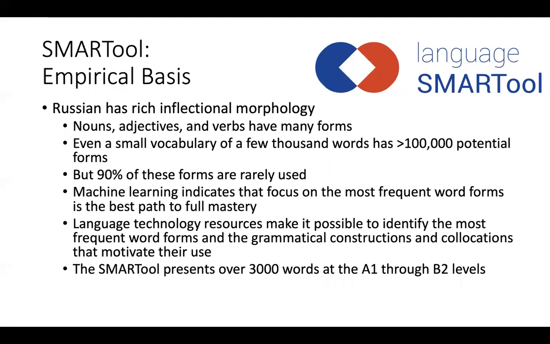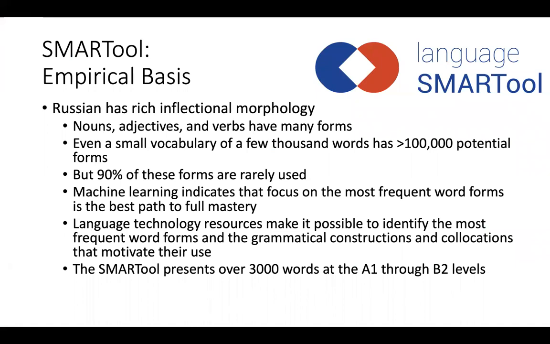The SMART tool is a research-based tool. It's based on the idea that Russian has a rich inflectional morphology, which means that the words have many forms, and that even a very simple vocabulary has over 100,000 potential word forms, but most of these forms are rarely, if ever, used. We've undertaken a machine learning experiment that indicates that focus on the most frequent word forms is the best path to full mastery of the system.